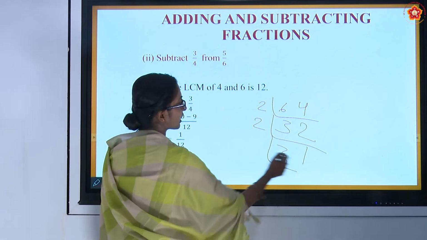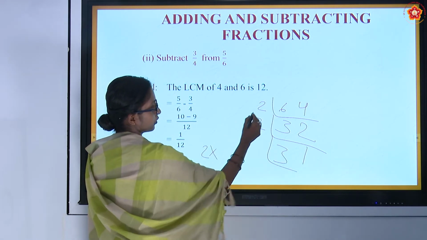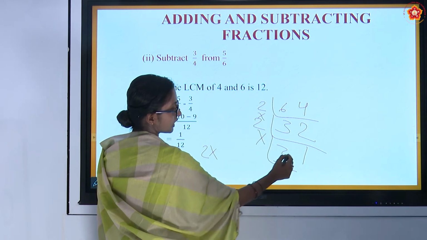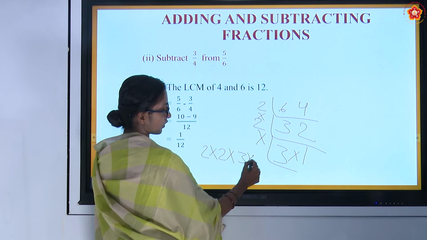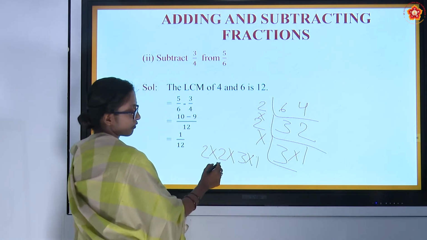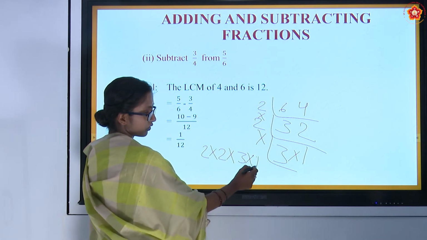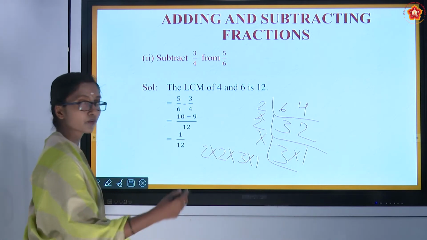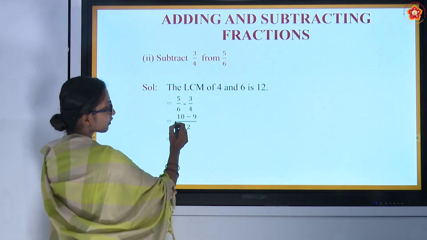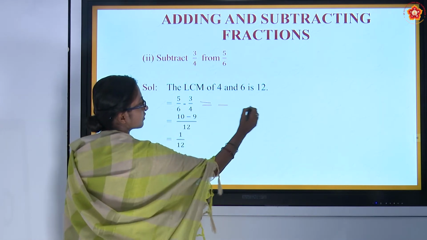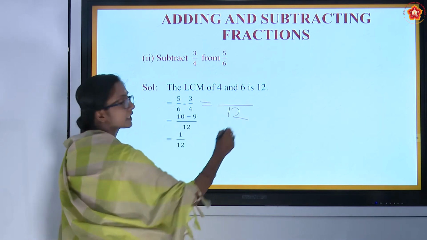Now let's multiply everything. 2 into 2 into 3, into 1. 2 2s are 4. 4 3s are 12. 12 into 1 is 12. Right? This 12, we'll write it in the denominator.